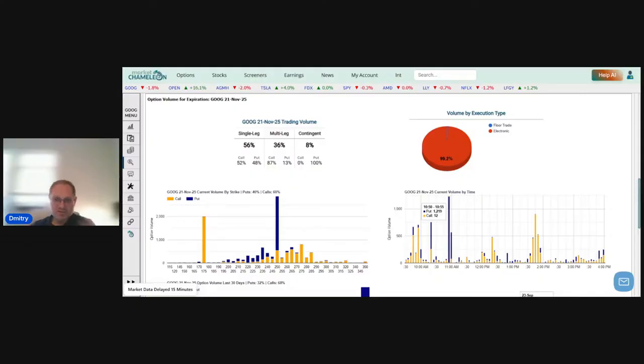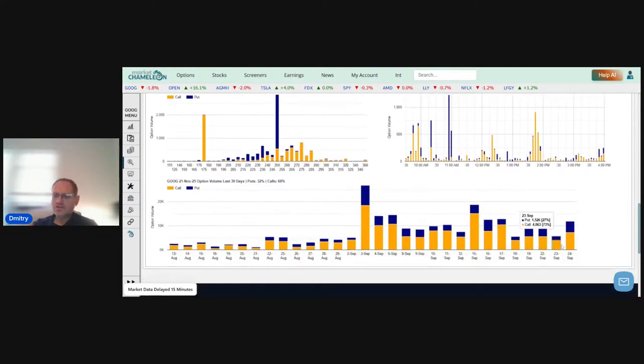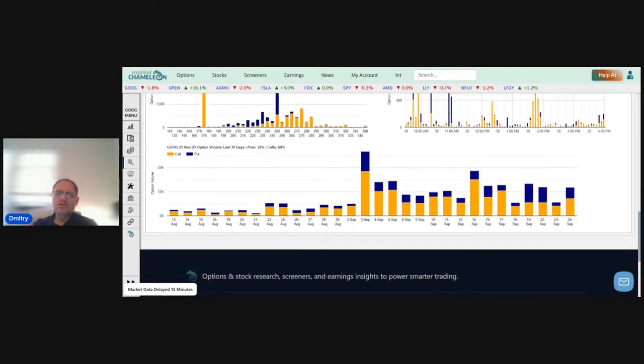And that plays into the price discovery and just to understand the dynamics of that trading activity in that security. In addition, down here, this looks at the volume in this particular expiration going back in time. And typically what you will see is that the volume starts to increase more and more as it gets closer and closer to expiring.